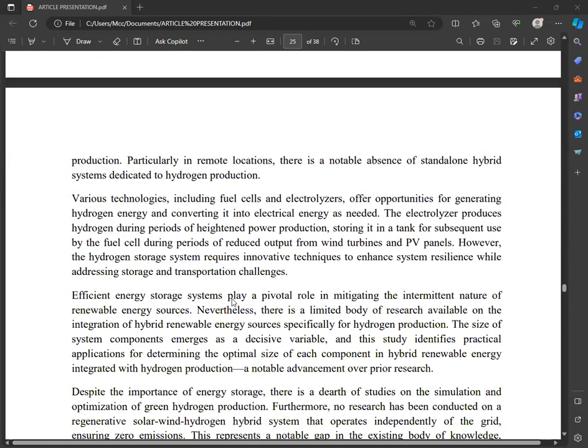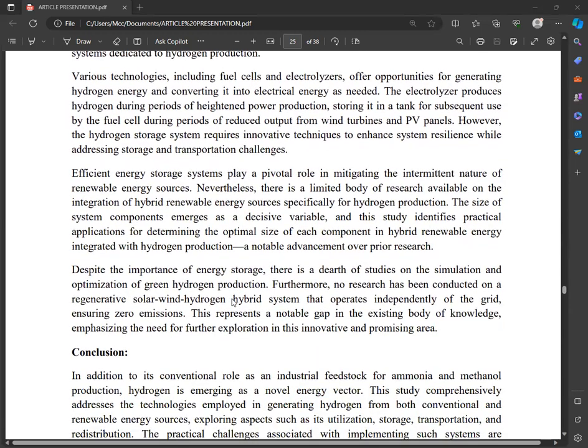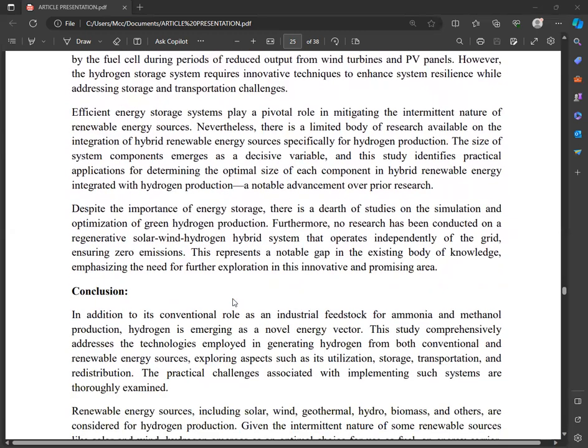So for this purpose, various technology including fuel cell and electrolyzers offer opportunities for generating hydrogen energy and converting it into electrical energy as needed. Efficient energy storage systems play a pivotal role in mitigating the intermittent nature of renewable energy resources. Nevertheless, there is a limited body of research available on the integration of hybrid renewable energy resources, specifically for the hydrogen production.